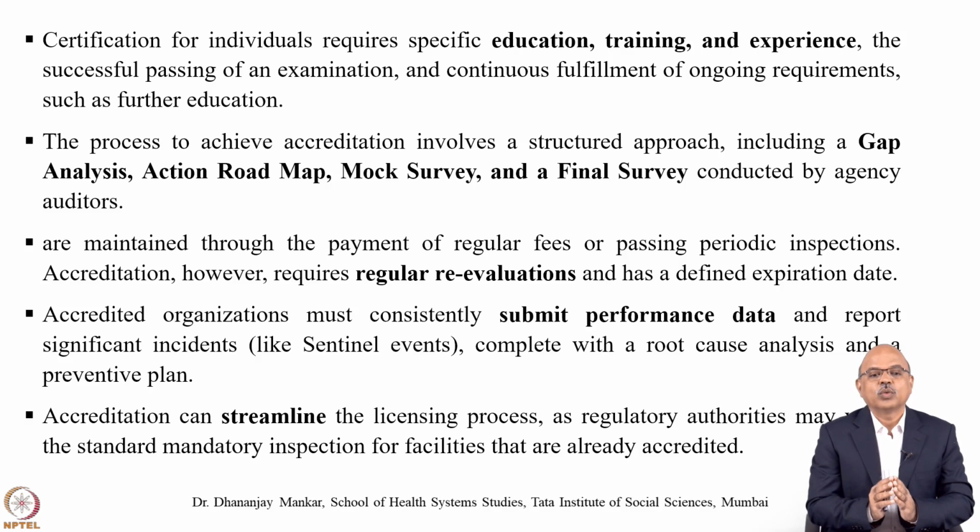Licensing is mandated through the payment of regular fees or passing specific periodic inspections. Accreditation, however, requires a regular evaluation and has a defined expiry date. An accredited organization must consistently submit performance data and report significant incidents like sentinel events or ADRs. They need to complete an entire root cause analysis, which gives the reason they came across this incident. It can be through a fishbone diagram or a Nishikawa diagram, and then they need to work on a preventive plan for that.